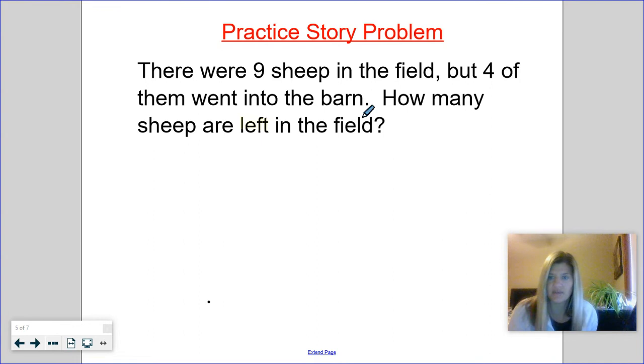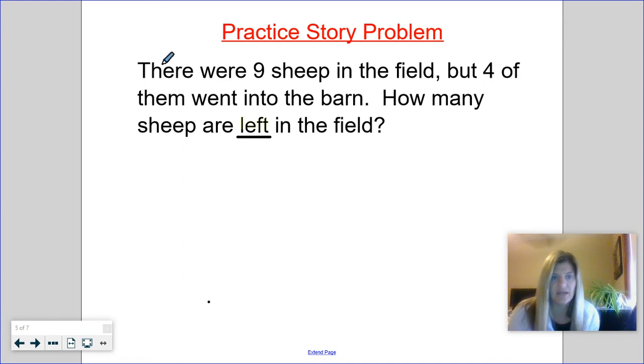Oh, I hope you heard that important word. You're right. The important word is left. So that's telling us that we're going to subtract. Now, if we're subtracting, we don't need a break apart stick because that's for adding. When we subtract, we need to cross out our circles.